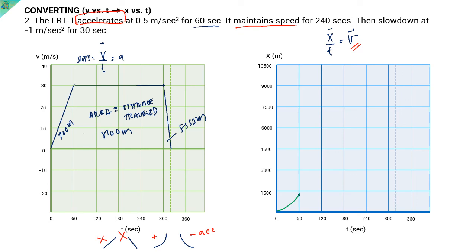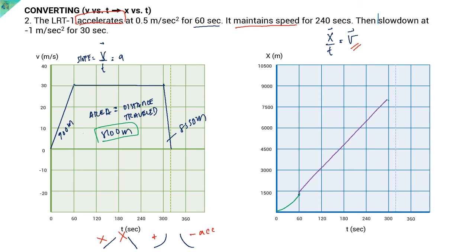And then for our second situation, that's for about 240 seconds. So that's from 60 to 300. It maintains speed. And like I said earlier, if it maintains speed or you have a constant velocity, it should be a straight line. So that should be for about 8,100 meters according to our earlier calculation. And let's just assume that this is the point there. Let me use a different ink. Okay, something like that.